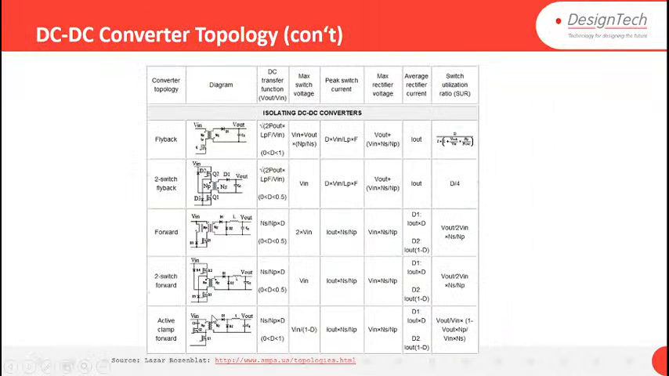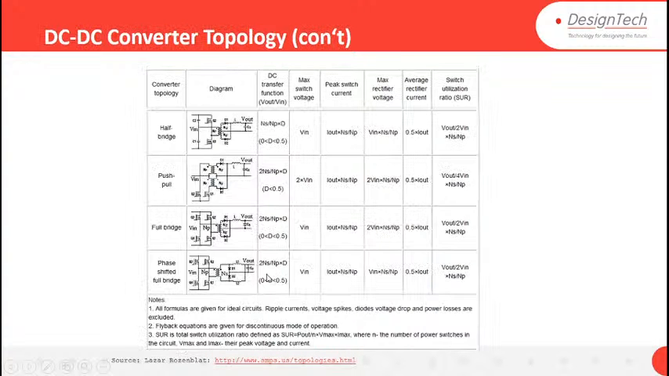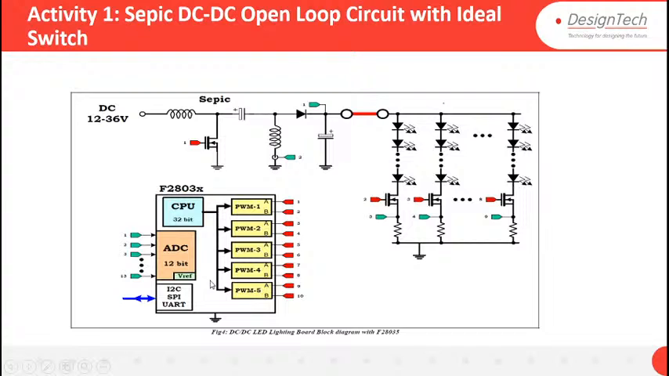There are some other converters also: flyback, two switch flyback, forward converter, two switch forward converter, active clamp converter. This is the topology of all these converters. Some more, such as full bridge, push pull, half bridge, and phase shifted full bridge converters, are available there.